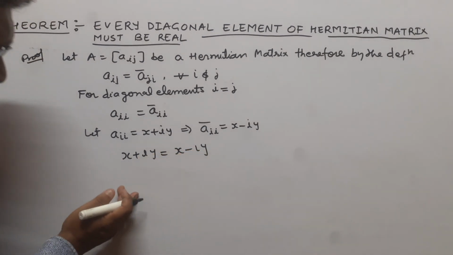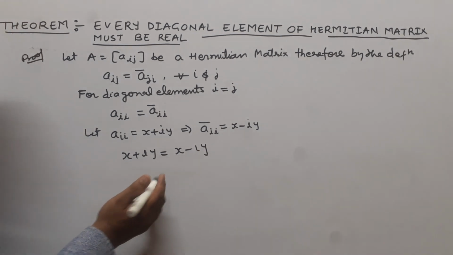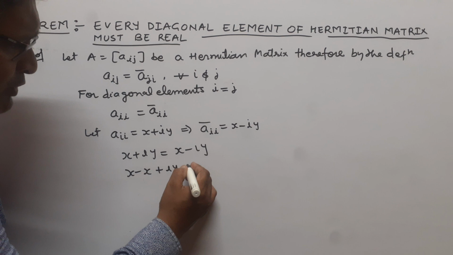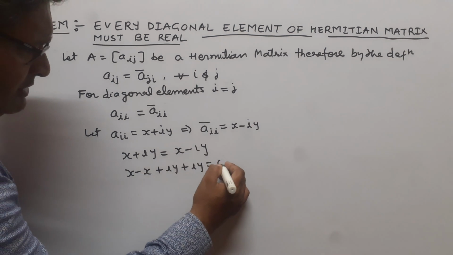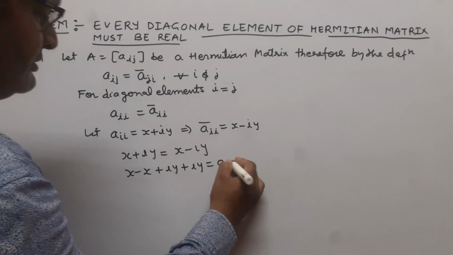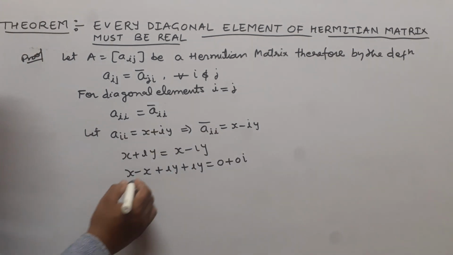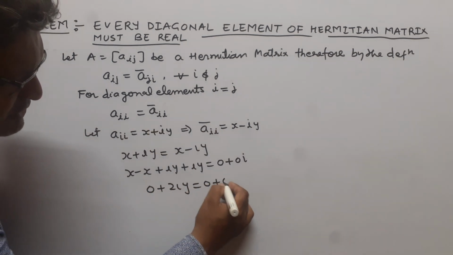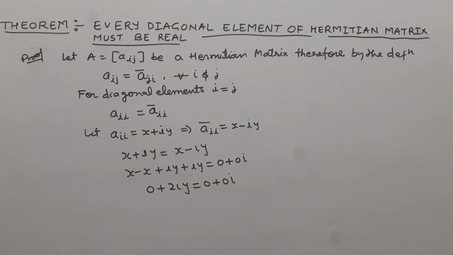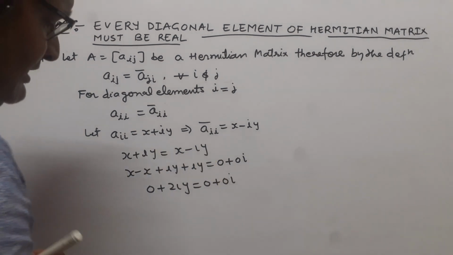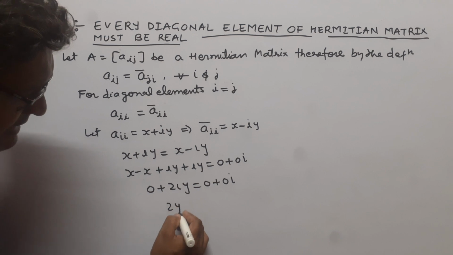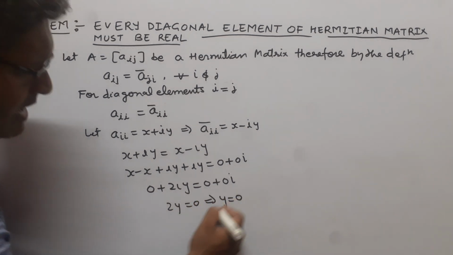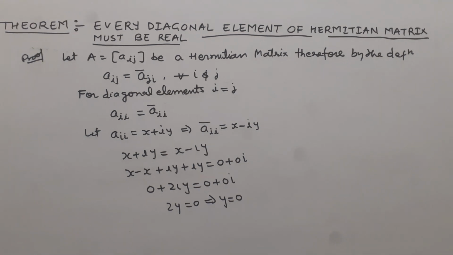Now we transfer this x to the left hand side, and this iy to the right hand side. We get x minus x plus iy plus iy is equal to 0 plus 0i. So there is 0 plus 2iy is equal to 0 plus 0i. Now equate real and imaginary parts. We get here 2y is equal to 0. That means y is equal to 0.